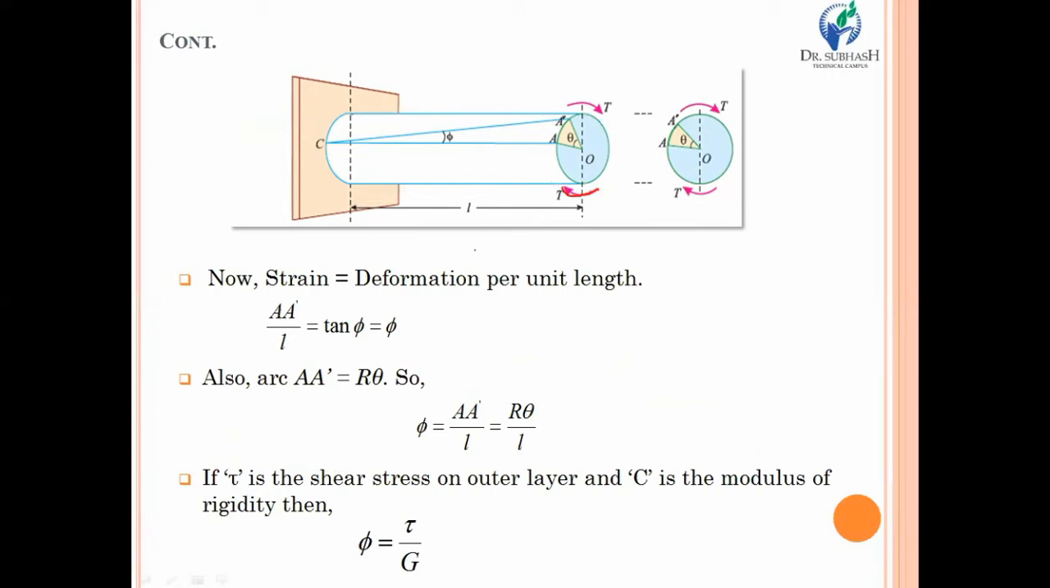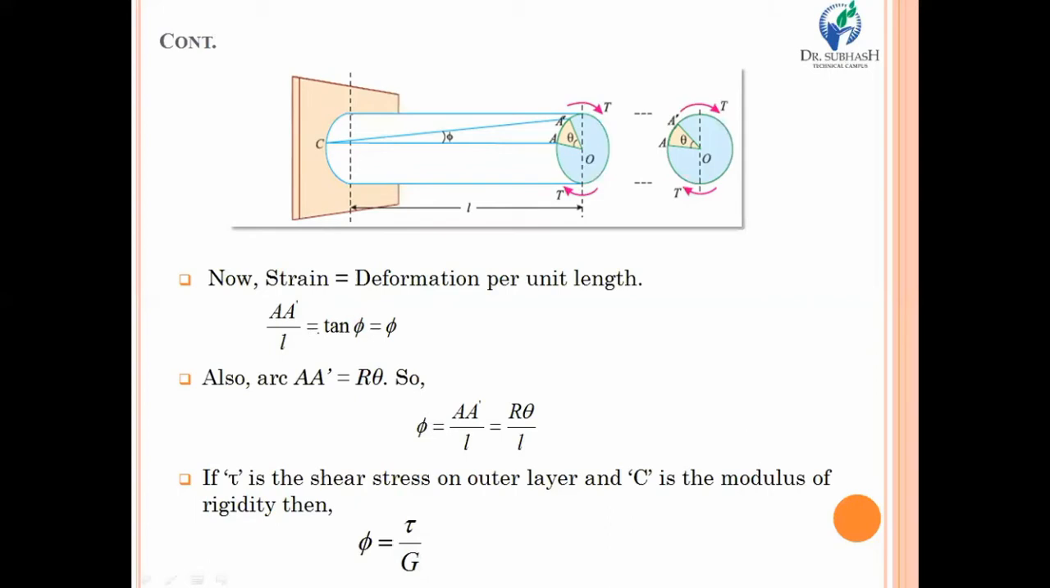And first of all, kindly consider the small element, this fiber A, that you have to focus upon. The first step towards deriving this equation is that you have to calculate the strain that is produced in a particular section A dash, or the strain produced at point A due to application of torque T. So over here, the strain of point A will be equal to deformation per unit length.